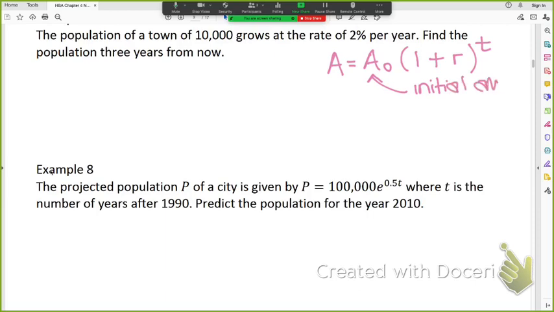What's the sub 0? The first A is your final amount. So we type in all this stuff on the right? Basically, yes.